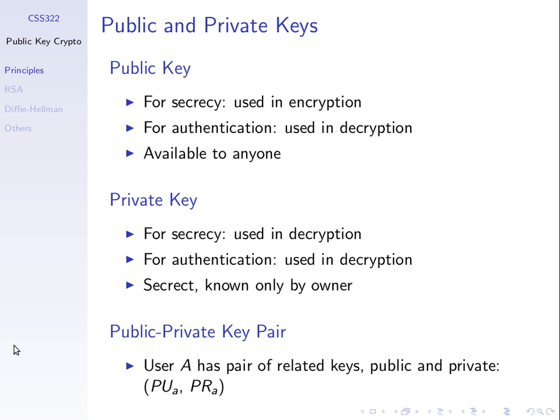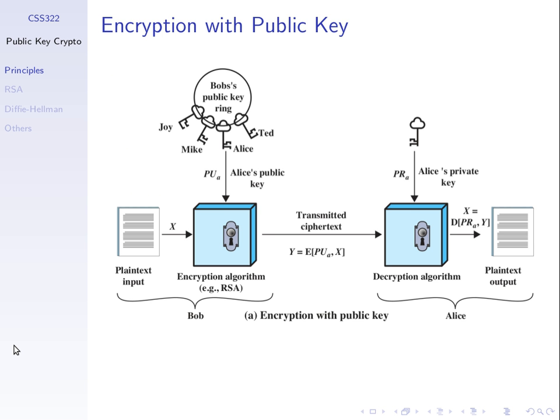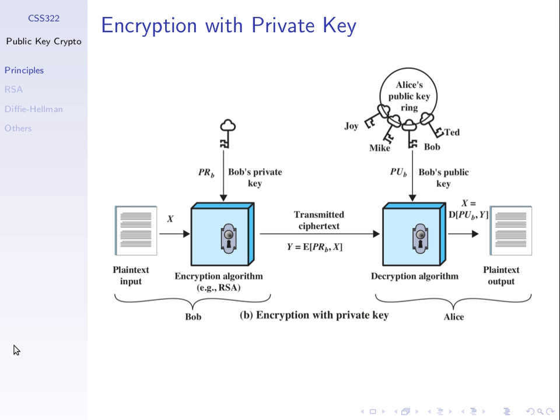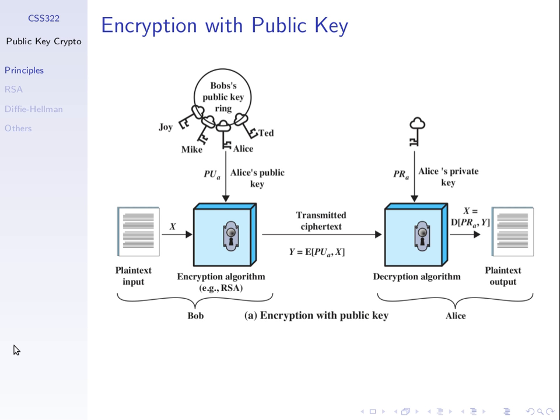So try and get your heads around how we use the keys in the different directions for authentication and confidentiality. We can combine them. If you want both services, then you can do both steps in one. That is, we could encrypt with Alice's public key and then encrypt with Bob's private key, both authentication and confidentiality.